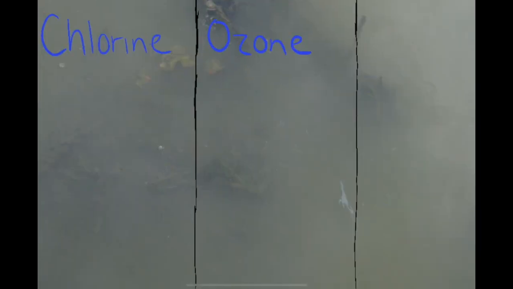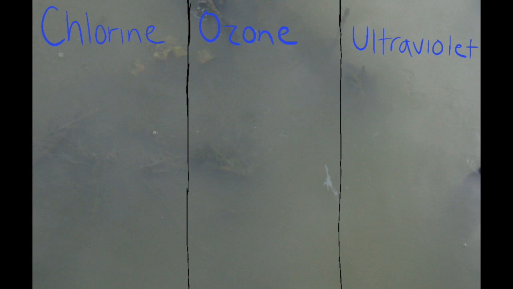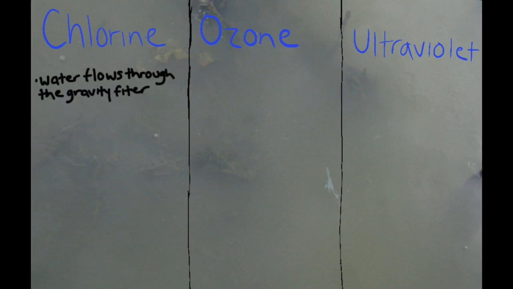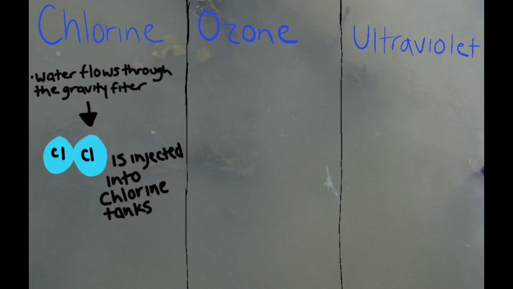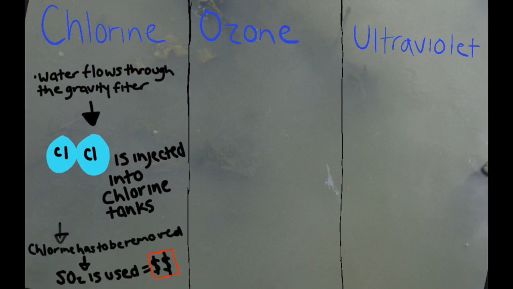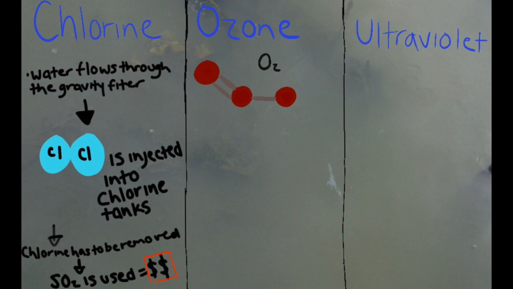Finally, let's discuss the last steps, which is the disinfectant methods, which are through chlorine, ozone, and ultraviolet. Essentially, chlorine is when water flows through the gravity filter and chlorine is injected into chlorine tanks. Chlorine has to be removed and the sulfur oxide used is expensive.